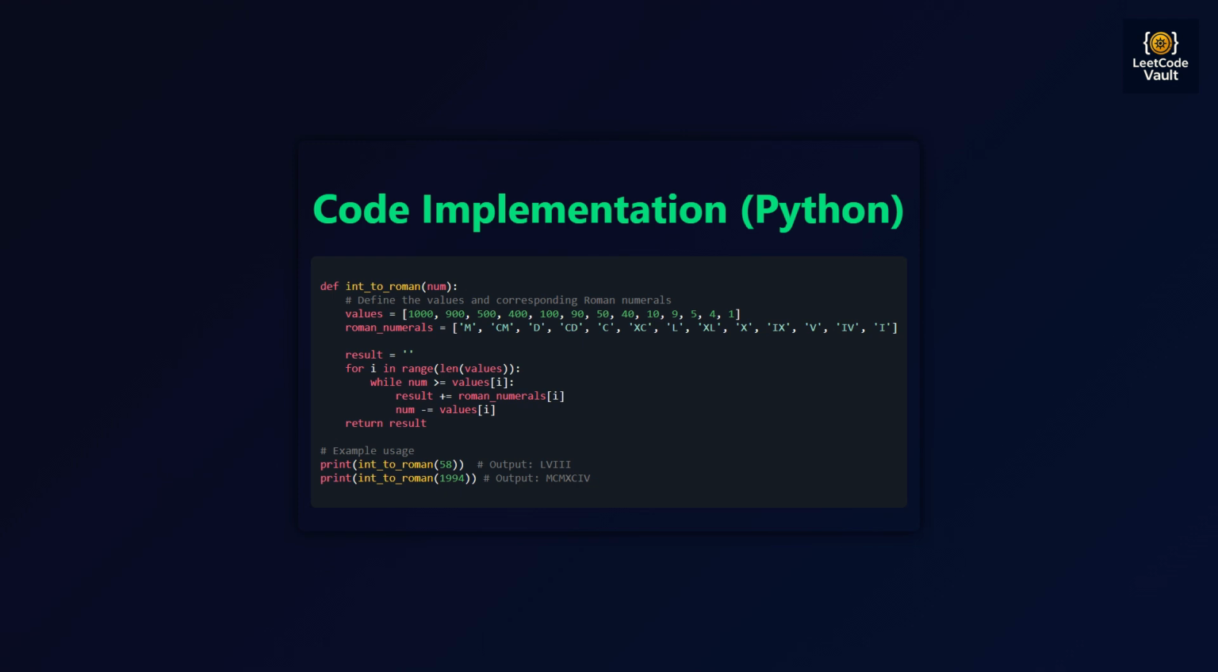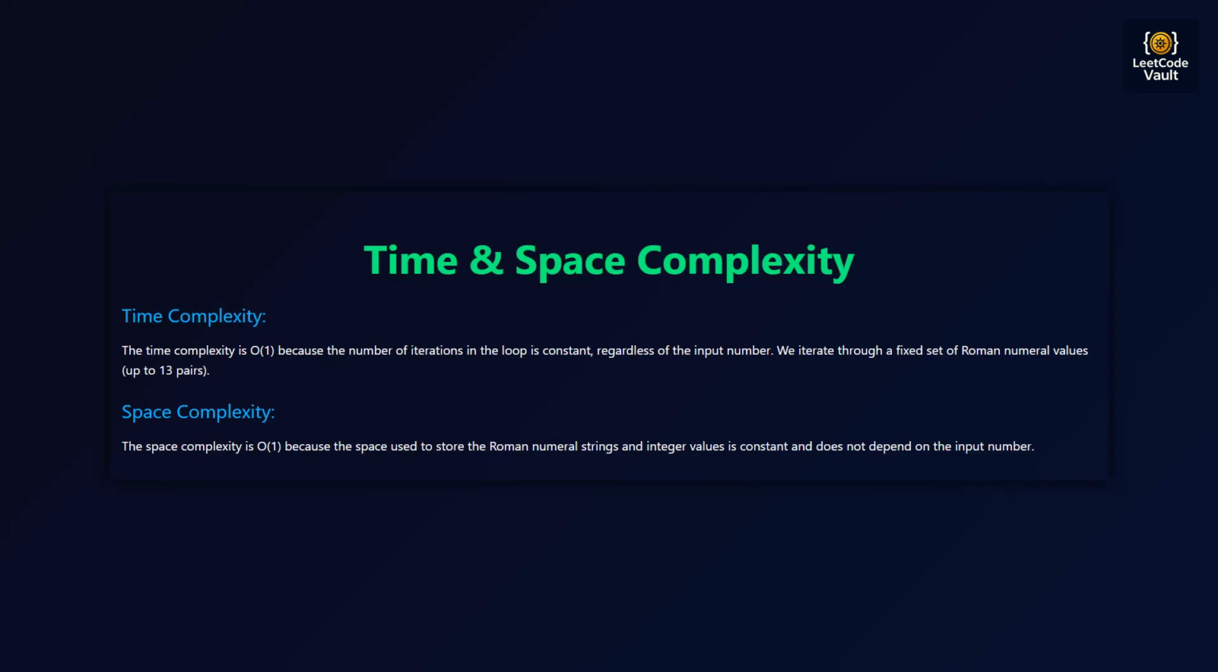Code implementation. Let's see the code in Python. We'll create a dictionary to map integer values to their Roman numeral counterparts. Then, we'll iterate through the dictionary in descending order, trying to use the largest values where possible to build the Roman numeral string. We'll use a while loop to continue this process until we've converted the entire input. This will maintain the most efficient approach.